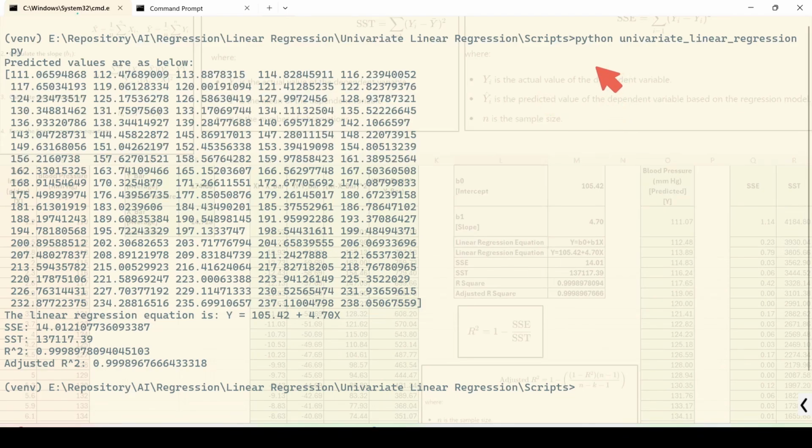Next, if I perform the same univariate linear regression analysis in Python, I am going to get the same linear regression equation as shown on the screen. So this is the equation that I have got from Python, and this is the equation that I have got from Excel. And in the same way I have got the same values of SSE, SST, r square and adjusted r square.